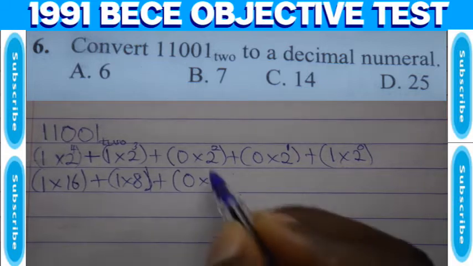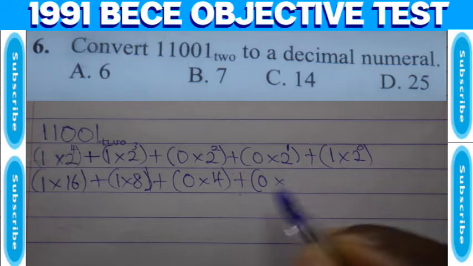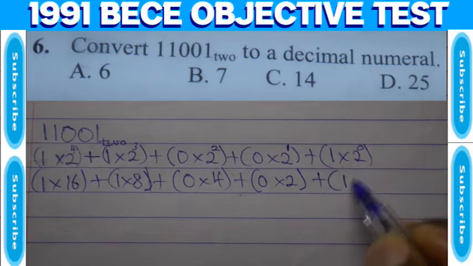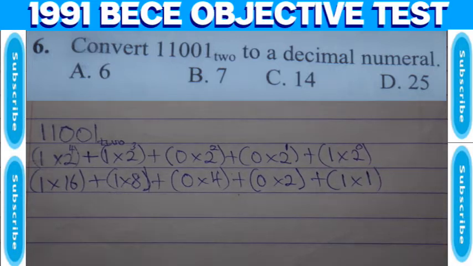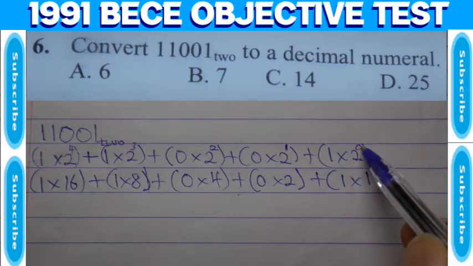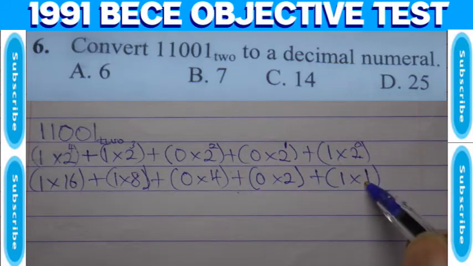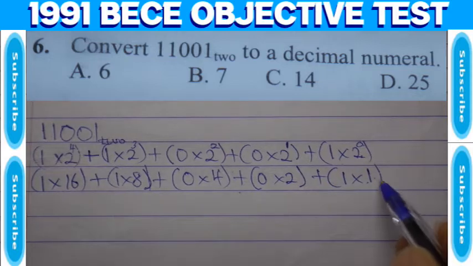And then we have 0 multiplied by 2 exponent 2 gives us 4, plus 0 multiplied by 2 exponent 1 gives us 2, plus 1 multiplied by 2 exponent 0 gives us 1. Note that in indices, when you have any non-zero number that is raised to the power 0, or has an exponent of 0, the whole result will give you 1. That's why over here we have 1. So if you have 10 exponent 0, it gives you 1. 100 exponent 0 gives you 1. That is what it means.